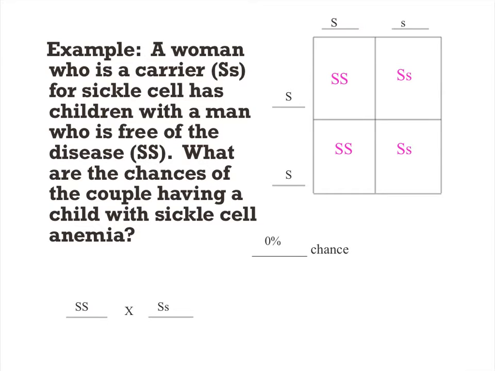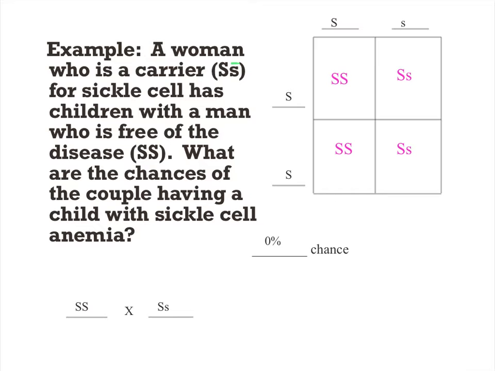Okay, so how I would do a Punnett square on this. First off, it's autosomal, so I can use just normal letters. We chose to use S for sickle cell here. So again, be very careful because a big S looks like a little s. So we're going to cross someone who is a carrier, so big S, little s, with a man who is free of disease, so homozygous dominant, big S, big S.